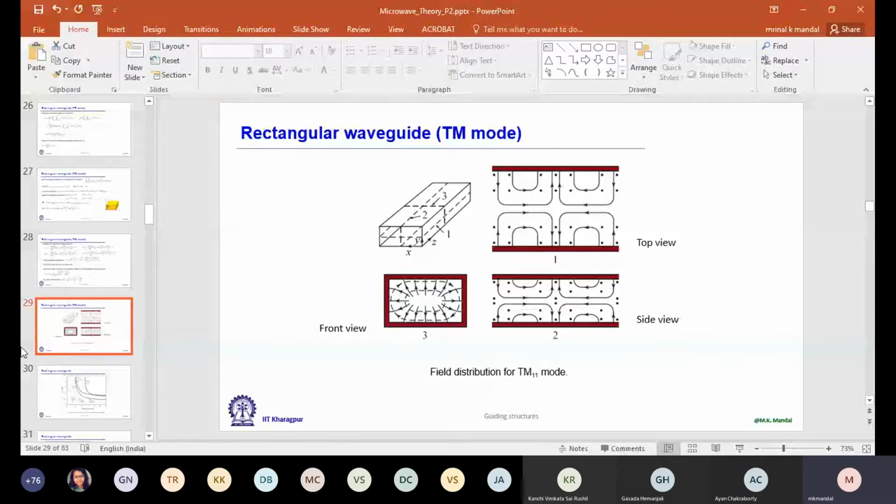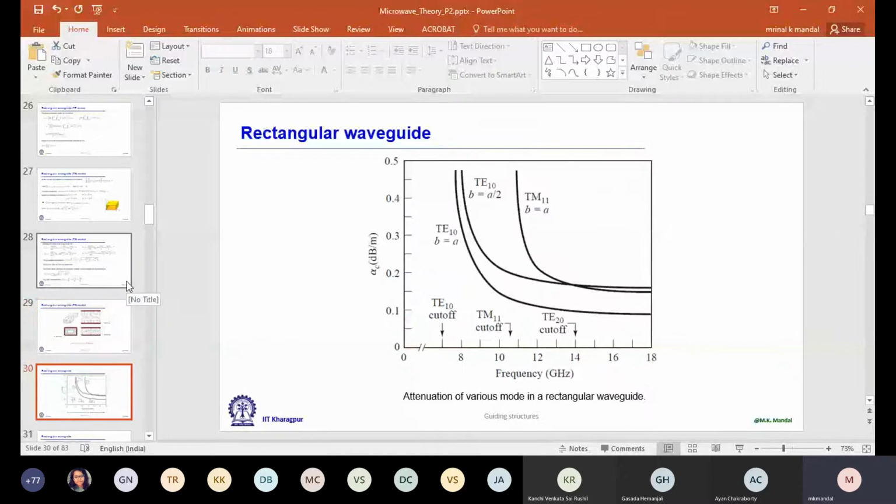We also plotted alpha C versus frequency for different modes, and beta by k naught versus frequency, which is called the dispersion diagram. From here we also discussed in detail how this attenuation changes with the height of a waveguide. We had a conclusion that it is like a thumb rule: if I decrease the cross section of any guiding structure, then loss will increase because of increased values of the fields.